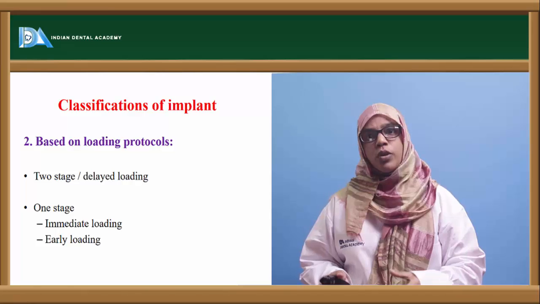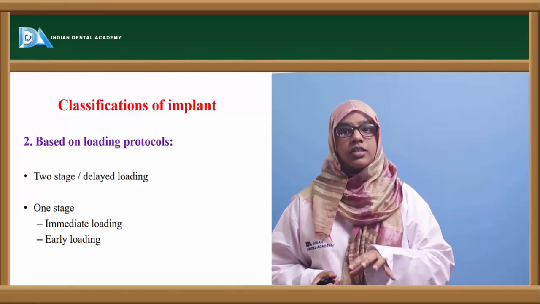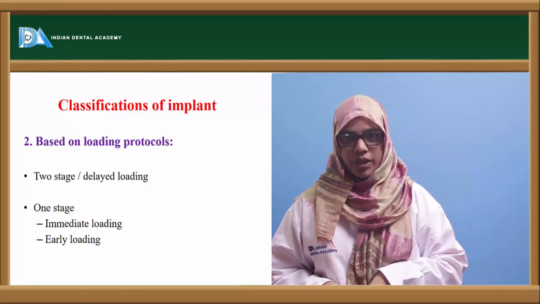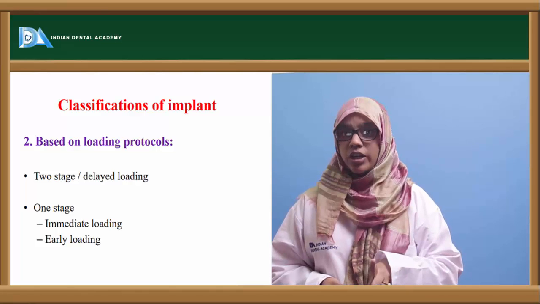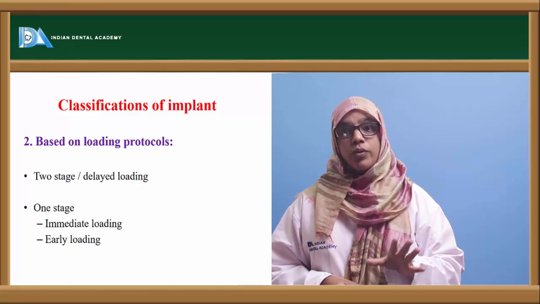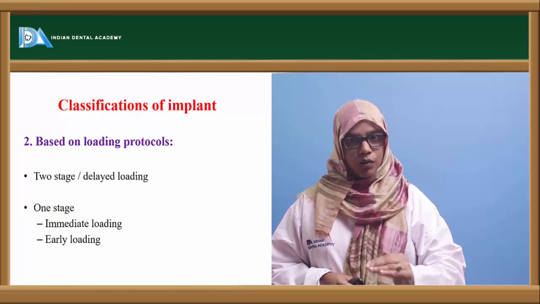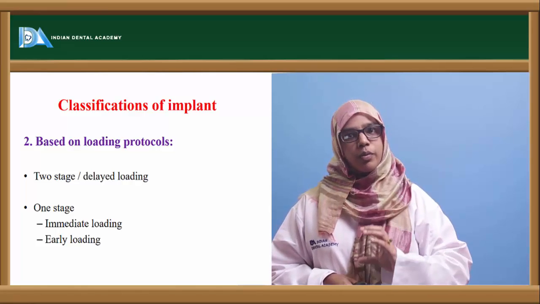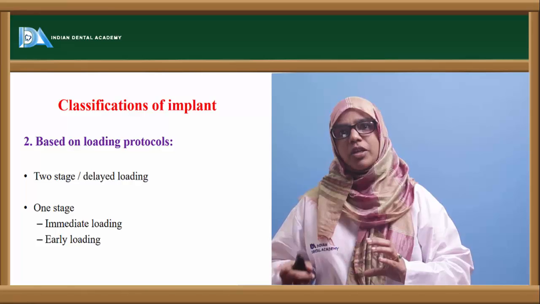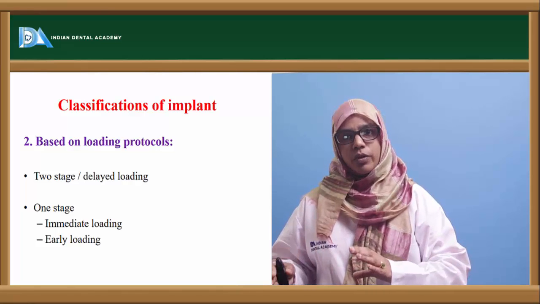So in this case, you will load the implant with the prosthesis and ask the patient to have liquid diet. You have loaded, but still the patient is on liquid diet. Then you will keep the occlusal surface out of occlusion. Then you will give a prosthesis which is in occlusion, but still the patient is on liquid diet for at least 1 or 2 weeks.